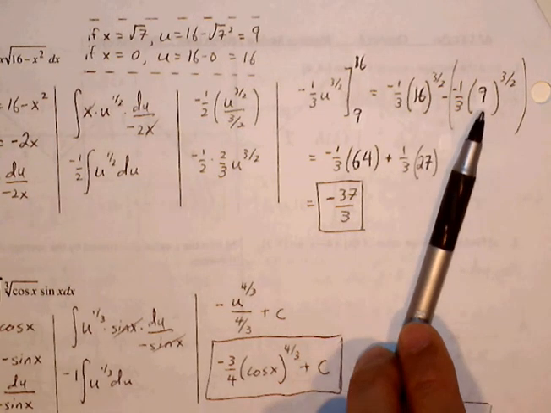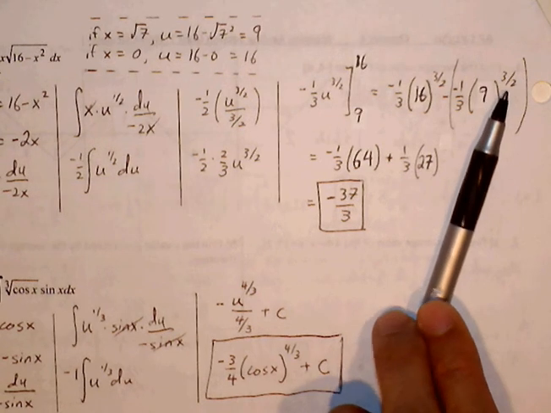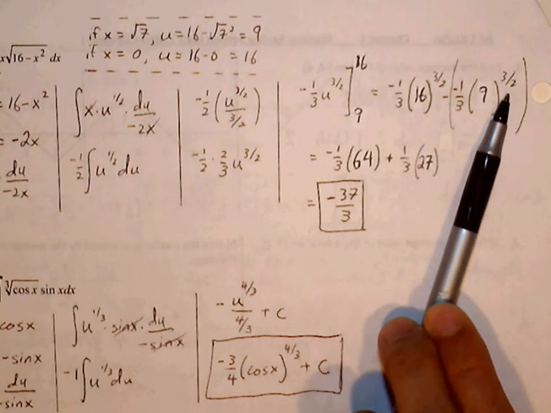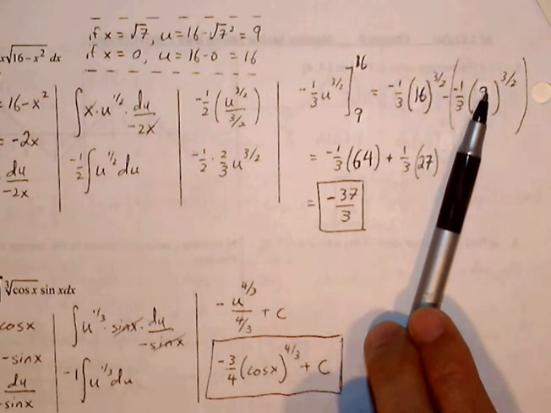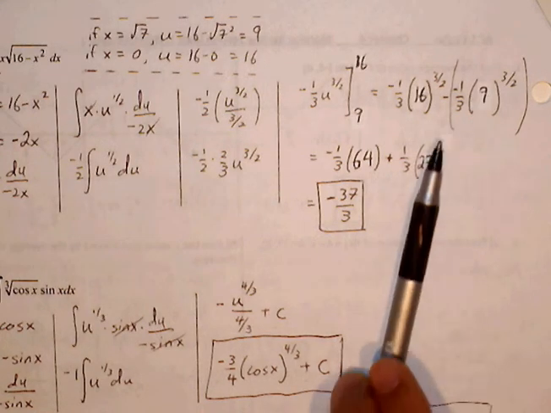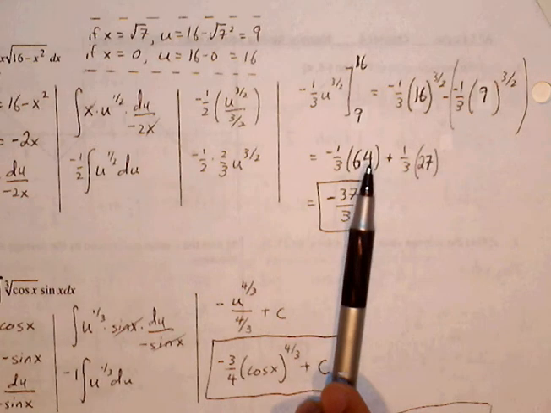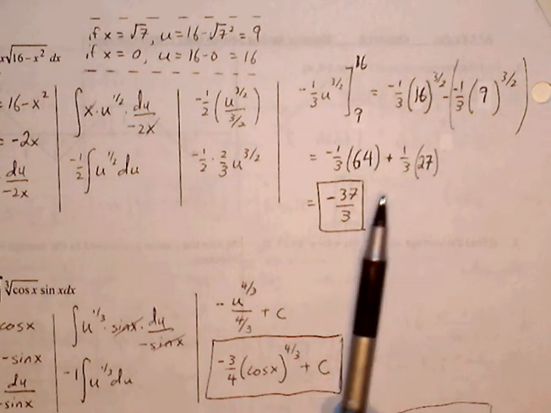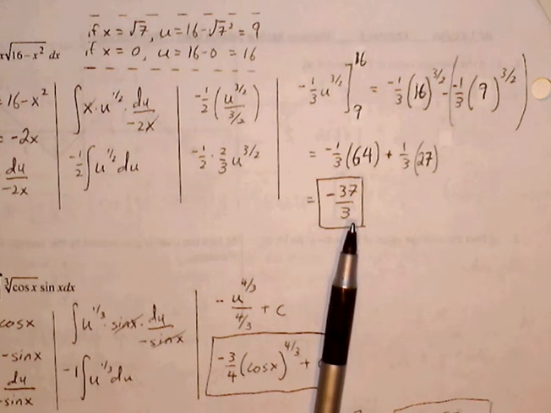Okay, we can evaluate 9 to the 3/2 by treating the square root first. So this 2 represents square roots in the denominator. So square root of 9 is 3, and then take the 3 raised to the 3rd power. 3 cubed is 27. So we can combine this. Negative 64 over 3 plus 27 over 3 reduces to negative 37 over 3.